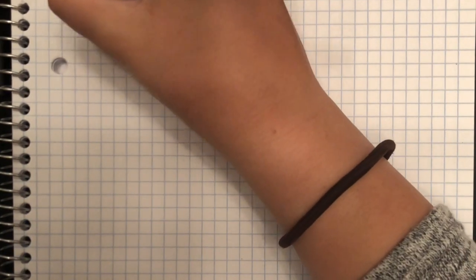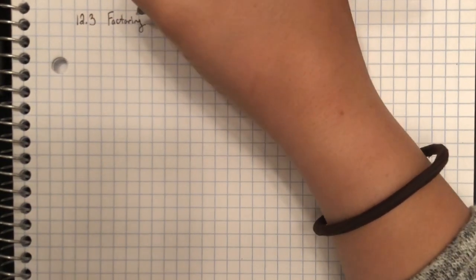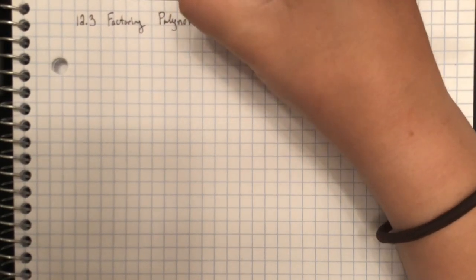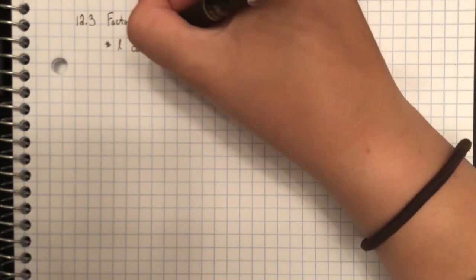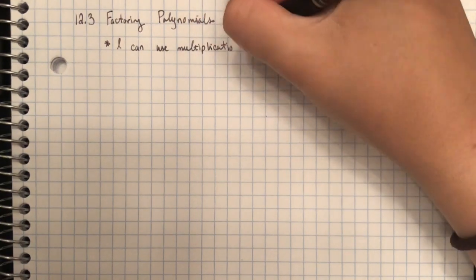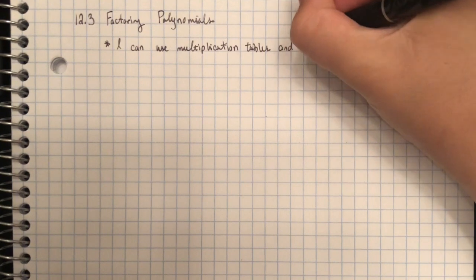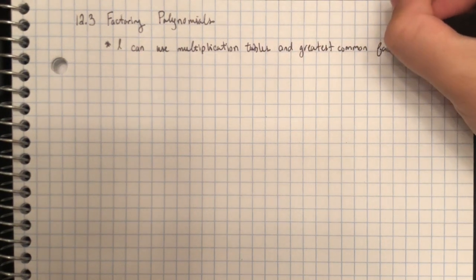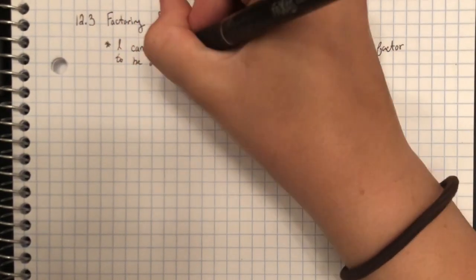So today we're focused on section 12.3, and this lesson covers factoring polynomials. So your skill practice work that you started on Friday is specifically aligned to factoring polynomials. So if that worksheet made sense, then this should just be a review. So your learning target says, I can use multiplication tables and greatest common factor to be able to factor polynomials.